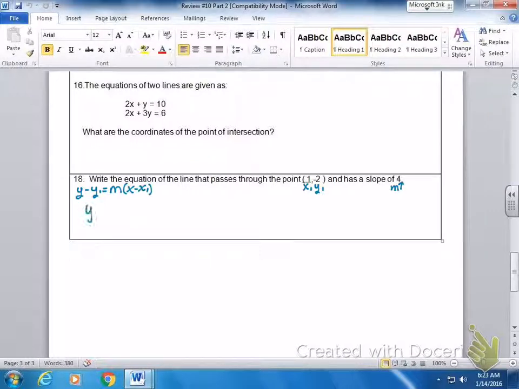So let's see, y minus y1 is negative 2. So I have y plus 2 equals m, our slope, 4, times x minus x1 is 1. Now, on the left side, I have y plus 2, but I'm going to distribute my 4 over the parentheses. 4 times x is 4x. 4 times negative 1 is negative 4. Now I need y by itself, so I'm going to subtract 2 from both sides. And I get my answer is y equals 4x minus 6.